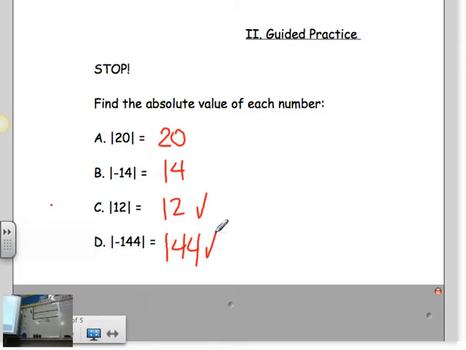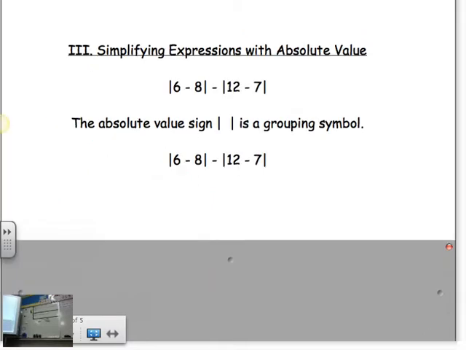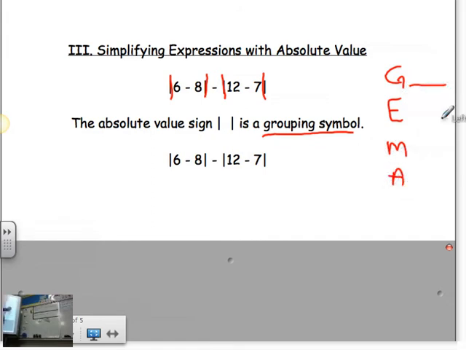Now, let's use that skill to actually simplify expressions with absolute value. So if I'm going to simplify an expression like this, the absolute value of 6 minus 8 minus the absolute value of 12 minus 7, I need to remember that the absolute value sign is a grouping symbol. So in the last objective that you reviewed, you know that to simplify expressions, you're going to always do grouping symbols first and then go on to exponents, multiplication, division, and addition and subtraction. So I'm going to model how I would simplify this expression, and I'm going to ask you to try another.